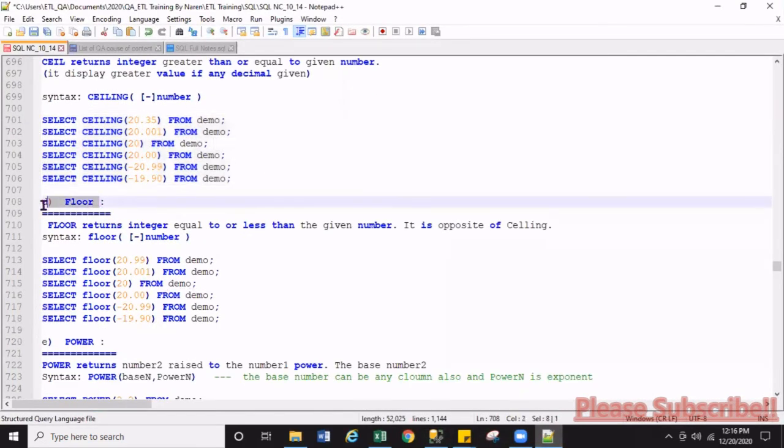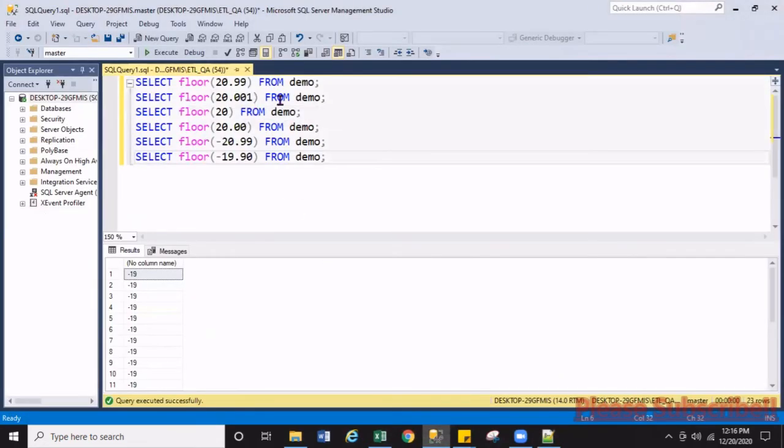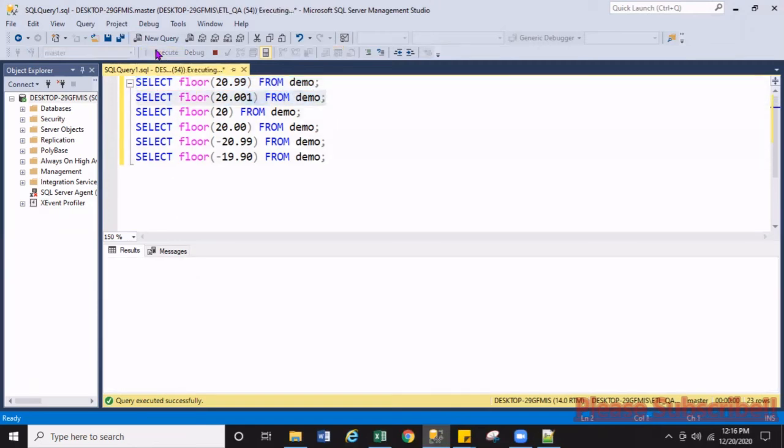Next is floor, right? What is the floor? Floor is exactly opposite to the ceiling. Ceiling was leading to the next positive way. However, floor will lead to the next negative way. So let's see the floor. So I put here 20.99. So what could be less? It becomes 20, because by default it will convert into the lowest number. So see here, it converts to 20.